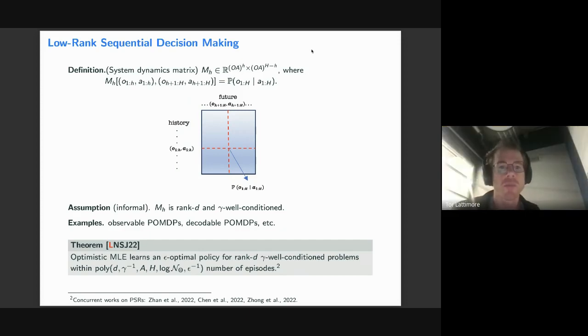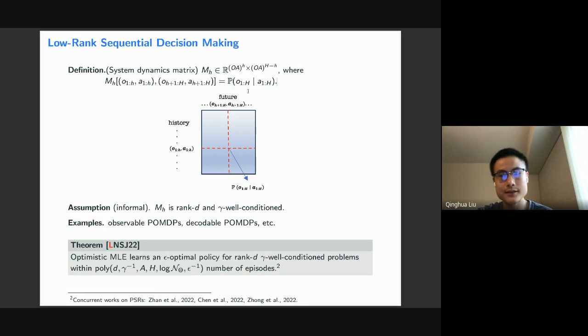Will you say a little bit later what this gamma well-conditioned thing means? Oh, so when we say a matrix is low rank, it means that there exist several columns of this matrix such that we can use these columns to represent all other columns in the matrix, right? And this gamma well-conditioned basically means that when we represent other columns using these d linearly independent columns, the coefficients will not be too large. I see. So intuitively, that's what gamma well-conditioned means, but the accurate definition will be slightly different. The key idea is roughly what I just described.